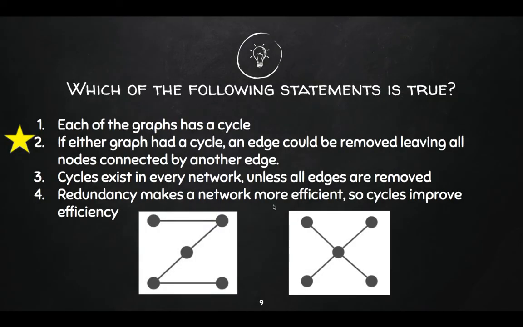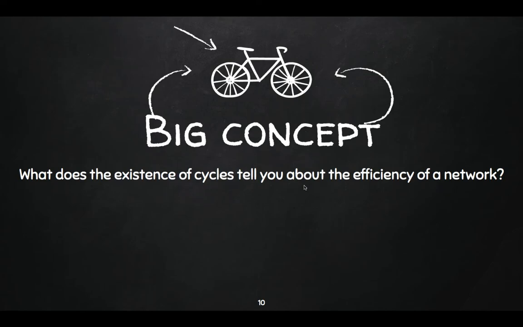All right. Like I said, number 2 is the closest thing we got to it, and it's really not exactly true. It really depends on the edge you remove. All right. Here's a big concept. What does the existence of cycles tell you about the efficiency of a network? This should be really simple, folks. A cycle means that that particular network is what?